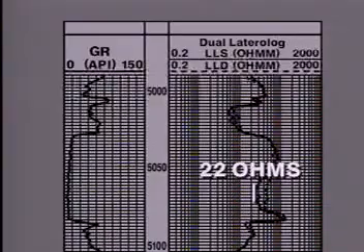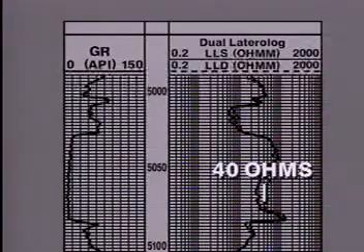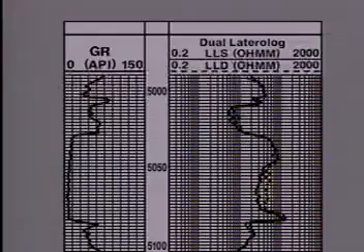Note that the shallow lateral log reads significantly less resistivity, about 22 ohms here, than the deep lateral log, which reads about 40 ohms here, thus reflecting the influence of low resistivity saline mud filtrate in the invaded zone. The deep lateral log, with its higher resistivity reading, indicates possible hydrocarbons in the uninvaded zone.